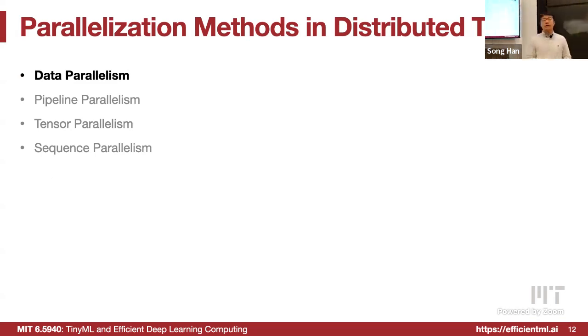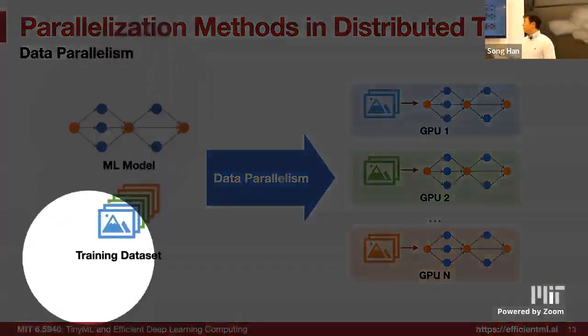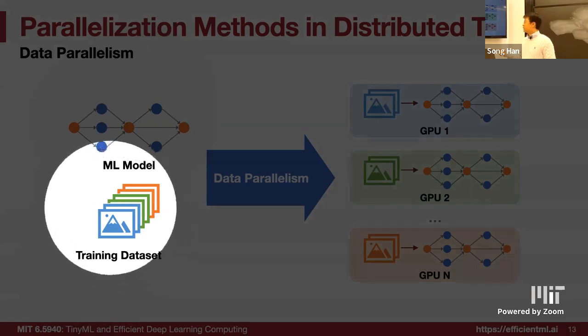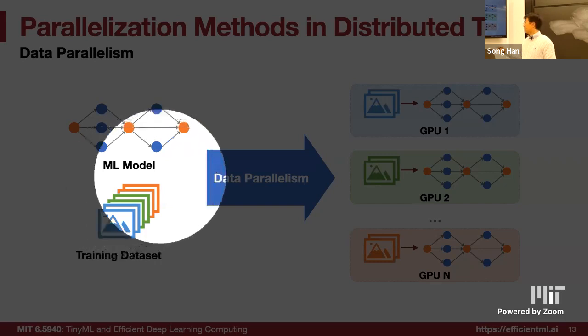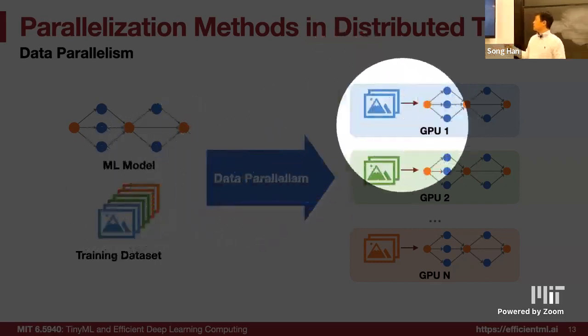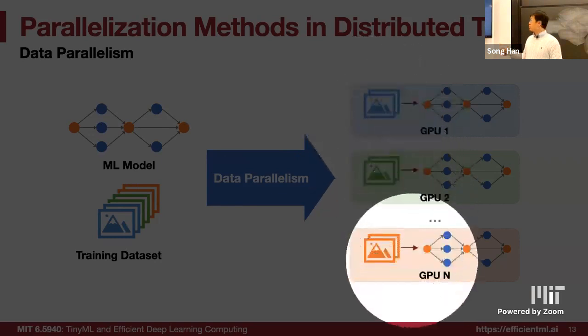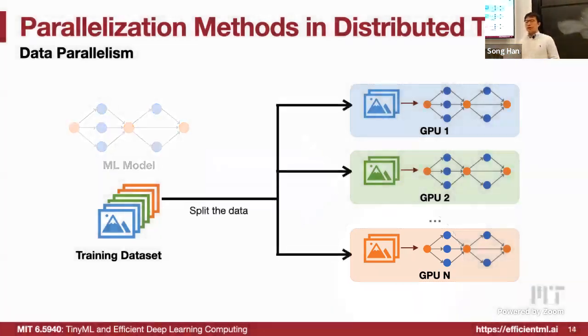So let's first look at data parallelism. Imagine we have a deep learning model and a lot of training data. One idea is to distribute across different parts of the data. We have 3 parts: the blue part, the green part, the orange part. And then we parallelize the blue part to GPU1, the green part to GPU2, and the orange part to GPU-N. So we are splitting the training data across multiple GPUs.